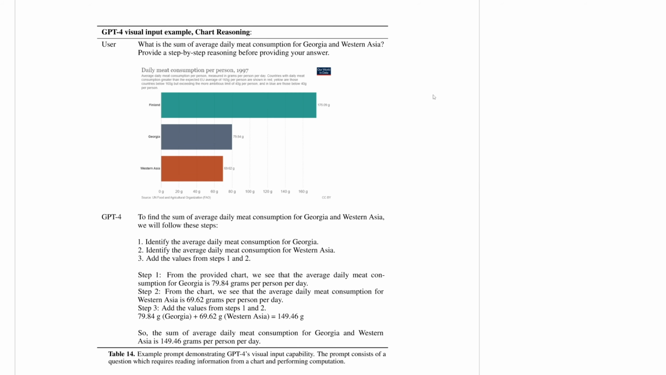For example, here the question is, what is the sum of average daily meat consumption for Georgia and Western Asia? Provide a step-by-step reasoning before providing your answer. And what you'll see that's pretty crazy is that it's actually reading the text in the image to generate its response. This alone I already found to be very impressive, but it gets even more impressive.